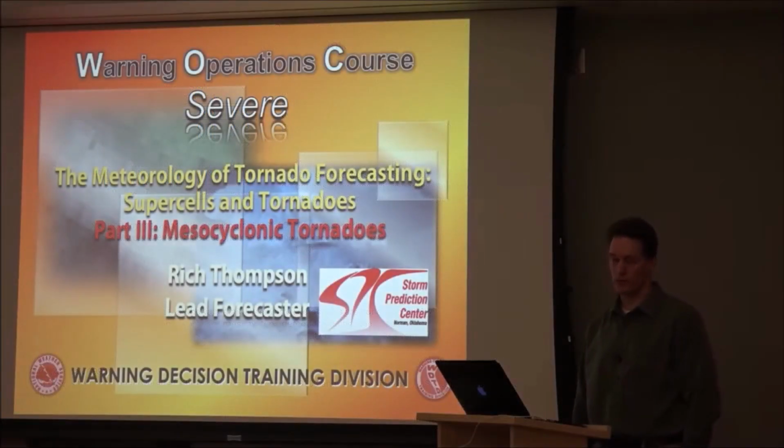Part sequence looking at supercells and tornadogenesis. In Part 1, we considered supercell formation and the development of the mesocyclone. In Part 2, we looked at non-mesocyclone tornadogenesis, which is a simplified version of what we're going to look at here, which is tornado formation with mesocyclones.